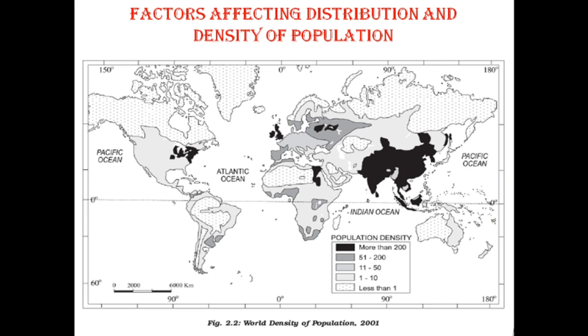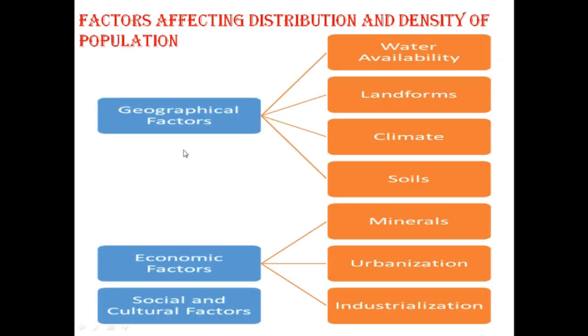Today we will discuss factors affecting distribution and density of population. We know that there are many factors which affect density of population and distribution of population. Let's start. We have divided these factors into three groups.